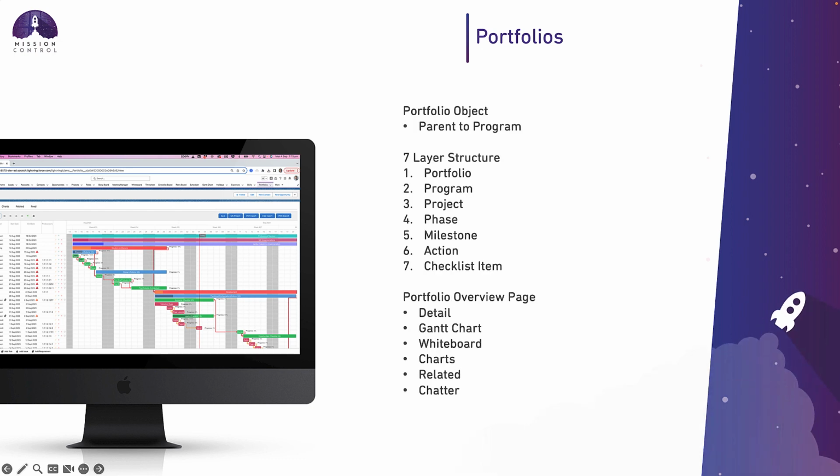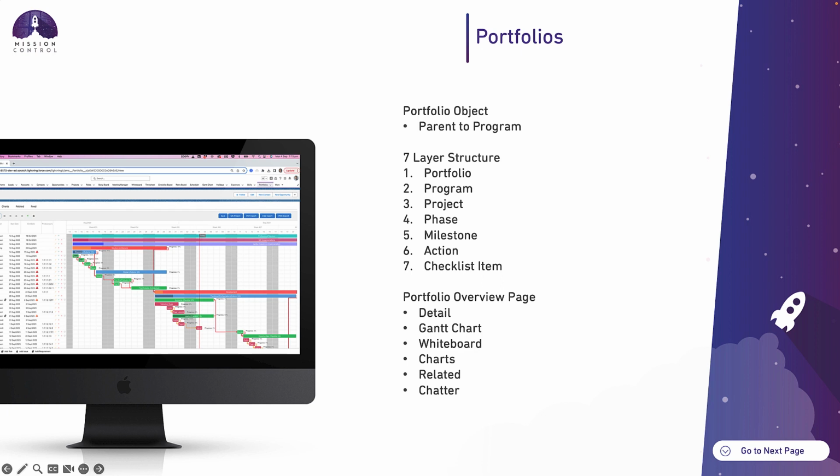So portfolios. As I mentioned, the portfolio is a parent to the program. With the introduction of the portfolio object, it gives you a 7-layer structure of project management within Mission Control. The core aspects of a project are the project, the milestone, and the action. But you have additional layers that you can leverage above and below those.